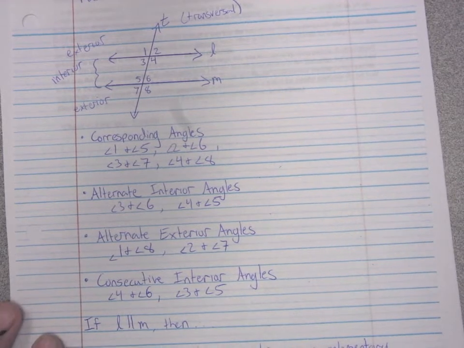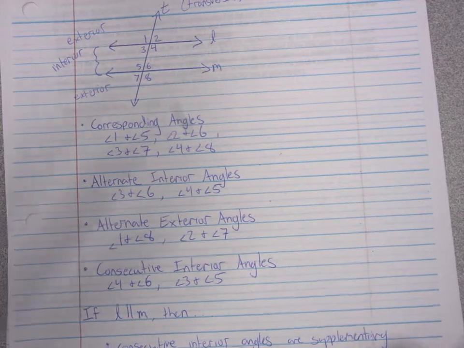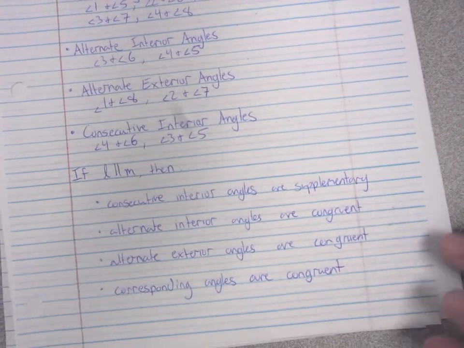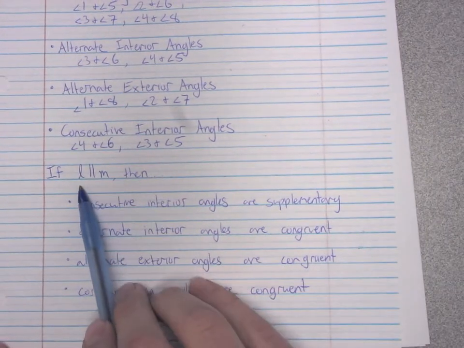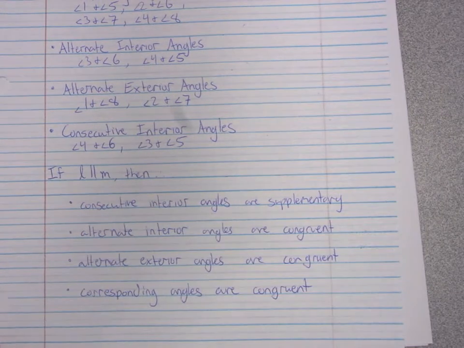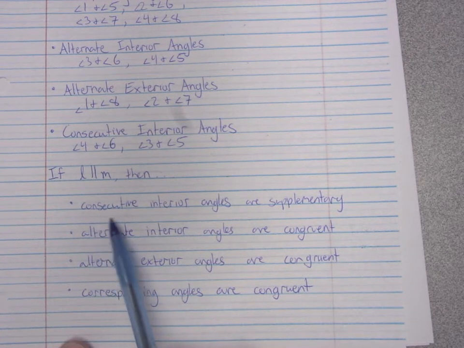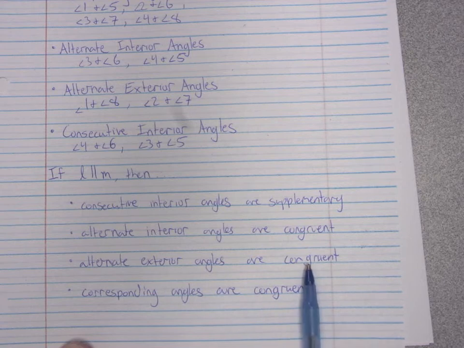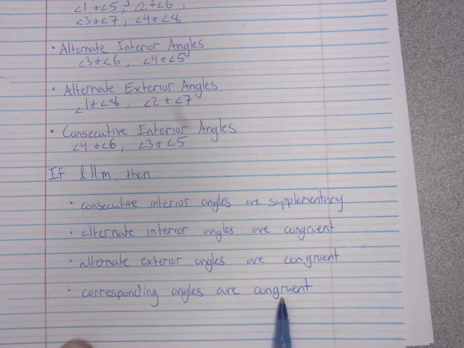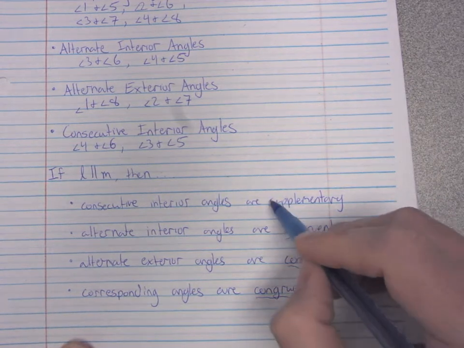Okay. Here's some things that we want to prove. Now that we've got the naming scheme down, there are a few theorems and postulates that we need to talk about. This all comes back to parallel. If the 2 lines that we were talking about, L and M, are parallel, then we get 4 results. The consecutive interior angles are supplementary, the alternate interior angles are congruent, the alternate exterior angles are congruent, and the corresponding angles are congruent. So that's 3 congruents and 1 supplementary.